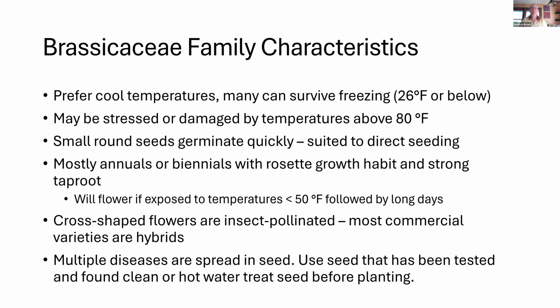They have cross-shaped flowers. They used to be known as the cruciferae for this characteristic. And the flowers are insect pollinated. This means that Brassicaceae will not self-pollinate. And most of the commercial varieties are hybrids. It is challenging to save seed for these.